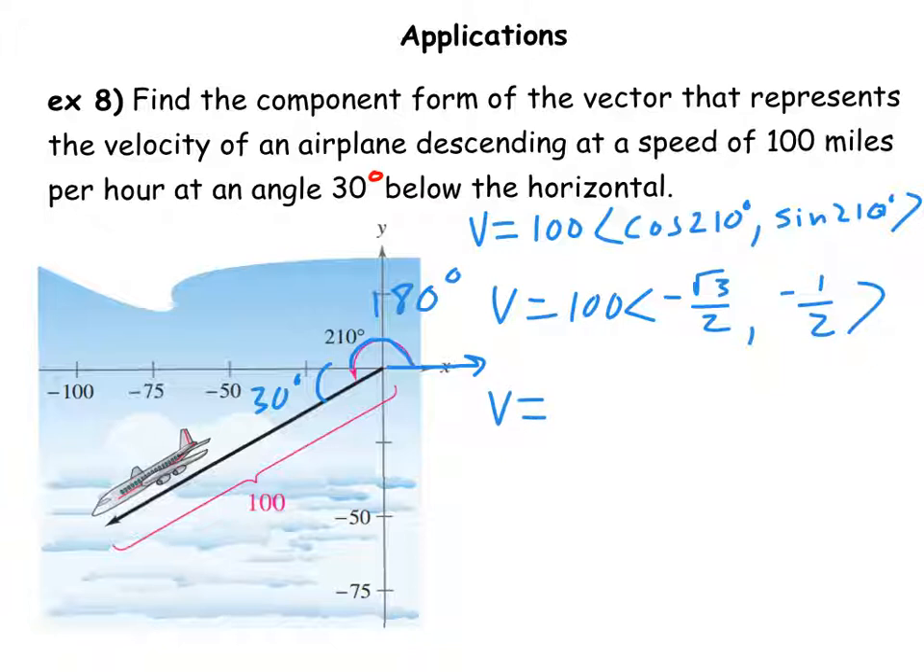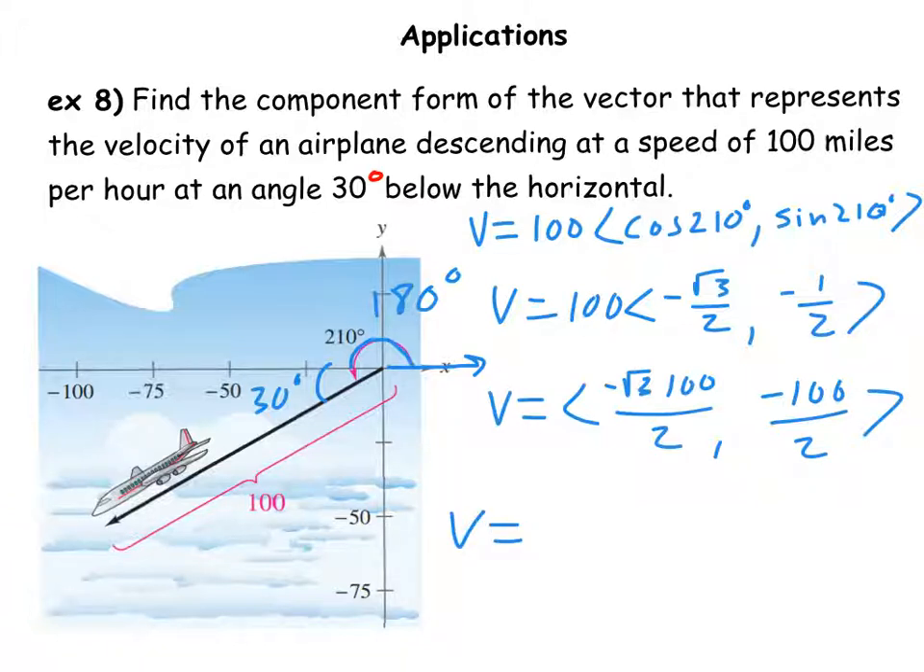All that remains is to distribute the 100, which gives us negative square root 3 times 100 over 2. And then for the y, we would have negative 100 over 2. Just simplifying them here, 100 divided by 2 is 50. So for the x component, I would have negative 50 square root 3. And for the y, negative 50.